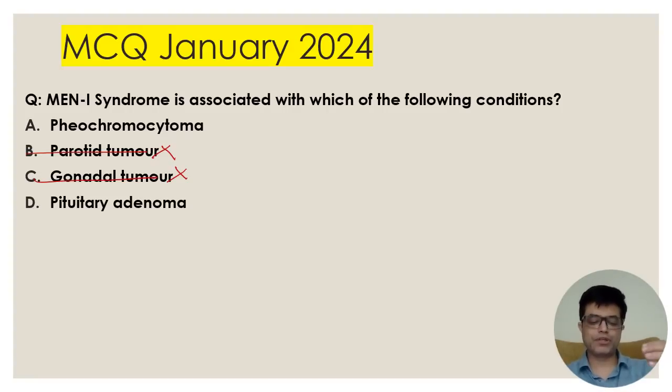Now you have option number A and option number D. Even if you forget the fine details, I just told you as a one-liner also that MEN1 syndrome does not have pheochromocytoma. Pheochromocytoma and medullary carcinoma thyroid are features of MEN2. So MEN1 is having pituitary adenoma, that is prolactinoma, and that is your answer. So the question asked in January 24, the answer is D. Let us move further and talk about the second scenario.